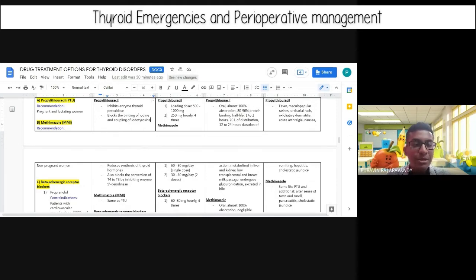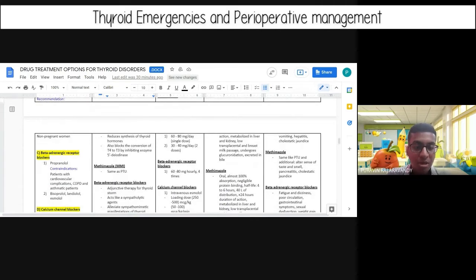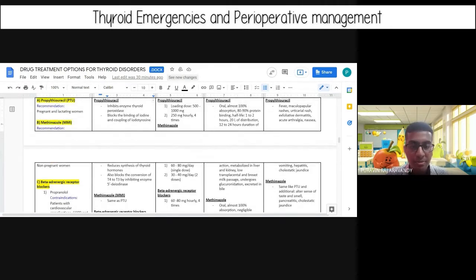So methimazole is normally recommended for non-pregnant women. The mechanism of action of this methimazole is the same as propylthiouracil, since both of them belong to the same group. They inhibit the enzyme thyroid peroxidase, which reduces the synthesis of thyroid hormone. But the only difference is that methimazole cannot block the conversion of thyroxine to triiodothyronine, like what propylthiouracil did. That's the only difference between the mechanisms of action of propylthiouracil and methimazole.